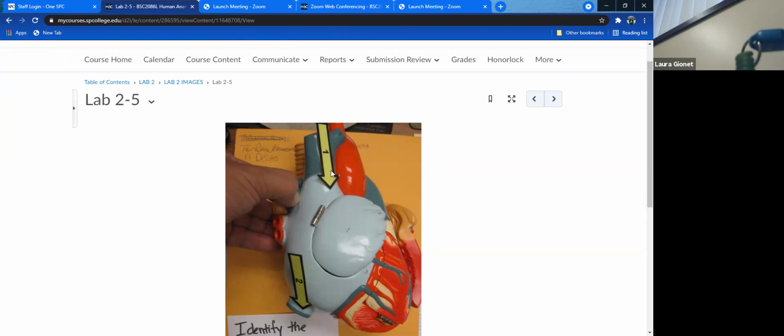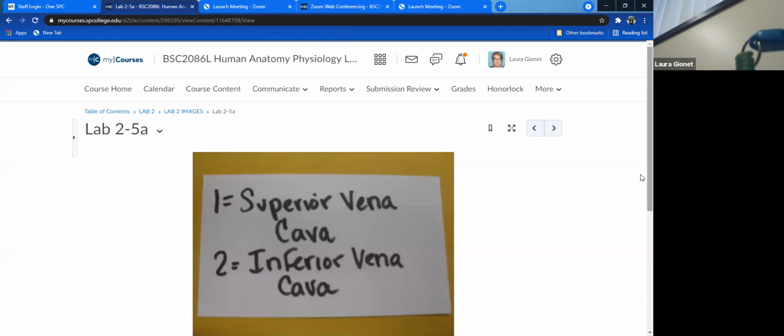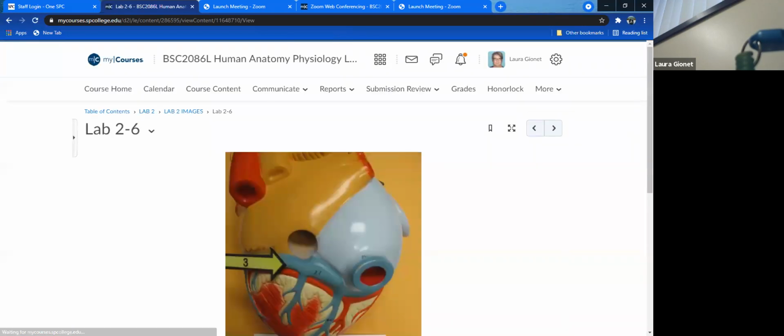We said there were 3 sources of deoxygenated blood, that's the pathway through the heart. This is the first 2. Right, so we have 1 is the superior vena cava, 2 is the inferior vena cava. And that big bubble there, that's the right atrium. Right? So we have superior vena cava and inferior vena cava.